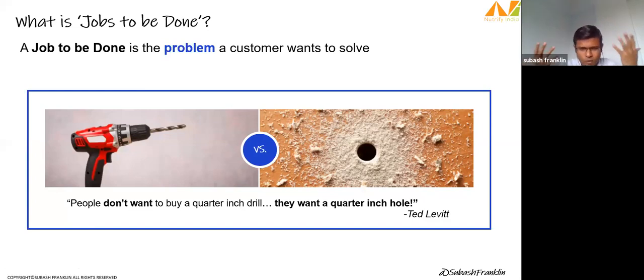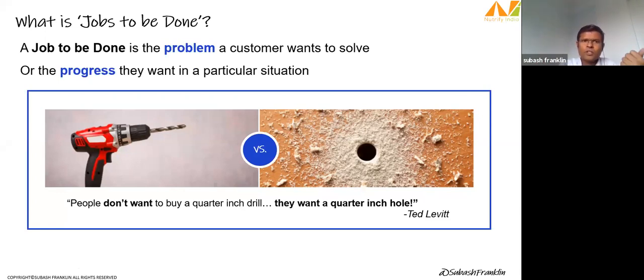So what is jobs to be done? Jobs to be done is nothing but the problem which the customer wants to solve. I'm using your product to solve a certain problem. So the whole focus has to be on what the customer is trying to solve, and what progress they want to achieve in a particular situation. Say I'm a diabetic patient, so I want to keep my blood sugar under control. That's the progress I want. So how does your product or service enable me? That's the simplest definition of jobs to be done.